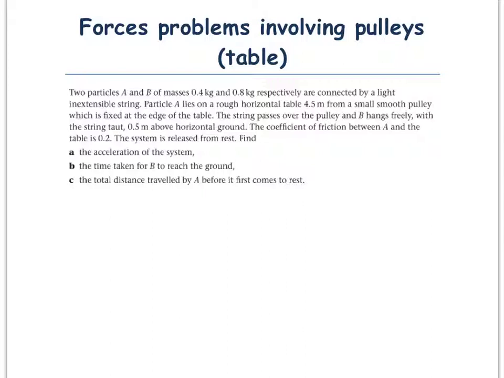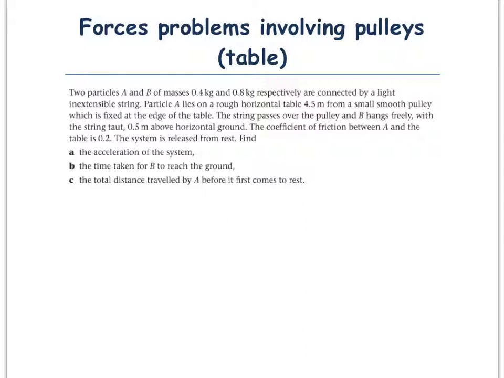So it's two particles, A and B, of mass 0.4 and 0.8 respectively, are connected by a light inextensible string. Particle A lies on a rough horizontal table 4.5 meters from a small pulley which is fixed at the edge of the table. The string passes over the pulley and B hangs freely, with the string taut 0.5 meters above the horizontal ground. The coefficient of friction between A and the table is 0.2. The system is released from rest, and find the following bits.